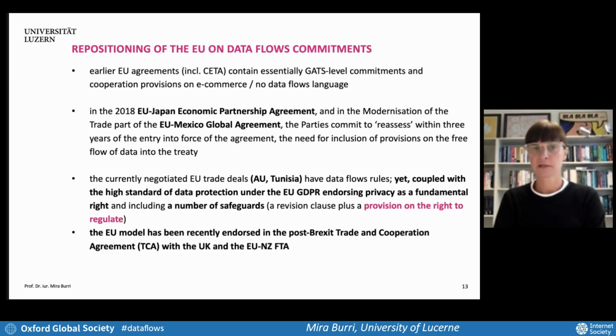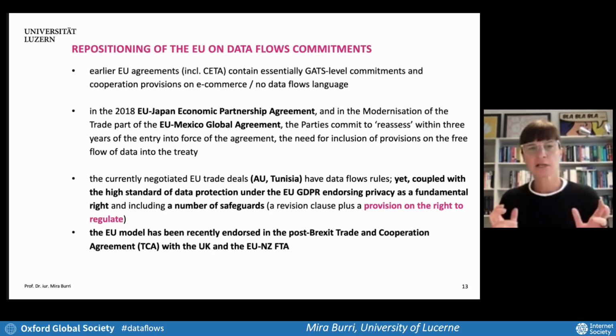Even the agreement with Canada, the one from 2016, from 2017, has very little in it. I mean, there are certain soft rules to try to promote transparency, to protect privacy, but those are soft things, and there is really nothing on data flows.